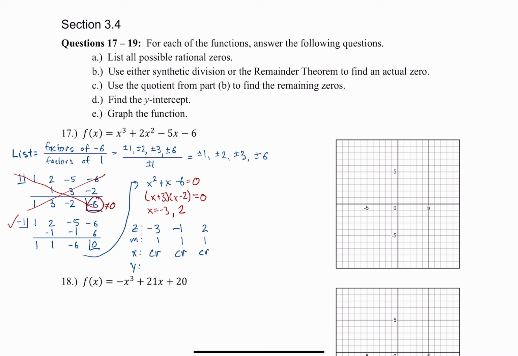The y-intercept, when you plug in 0, is going to just be -6. As stated earlier, everything cancels except for the -6. All right, so let's see. We have a -3, which is right here, -1, and +2.